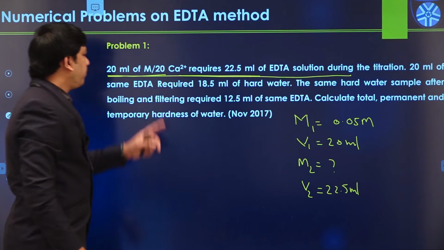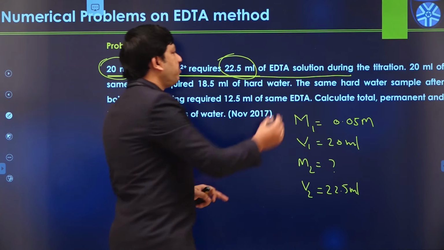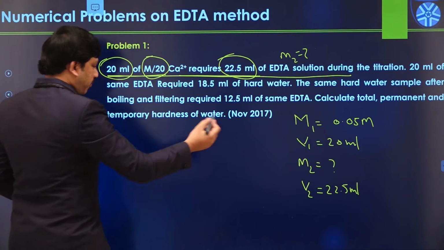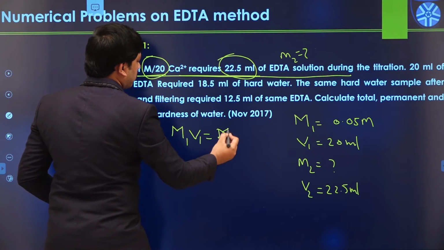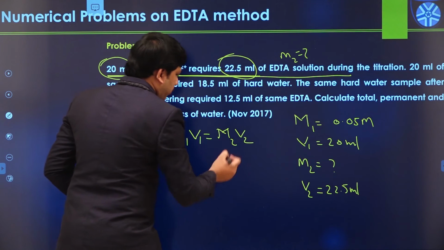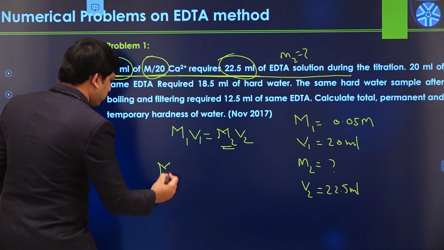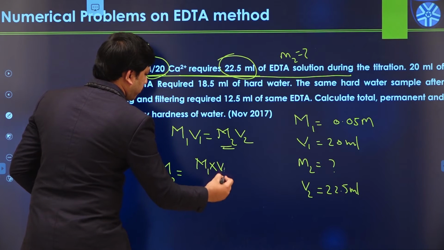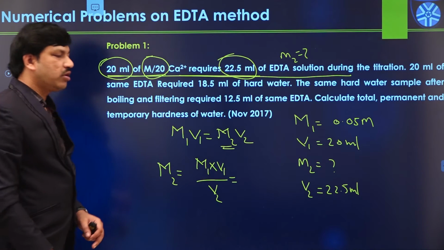From the first statement we have the M1 value, V1 value and V2 value. We just have to measure the M2 value only. So according to our formula, what is our formula? M1 V1 is equal to M2 V2. From this formula we identify the M2 value. Therefore M2 is equal to M1 into V1 divided by V2. Then substitute all the values and we will see how much it will come.